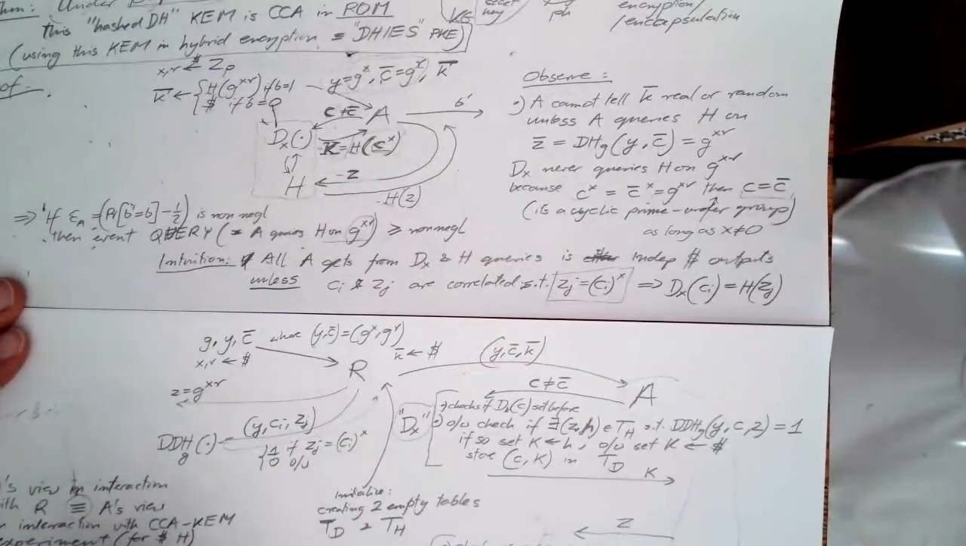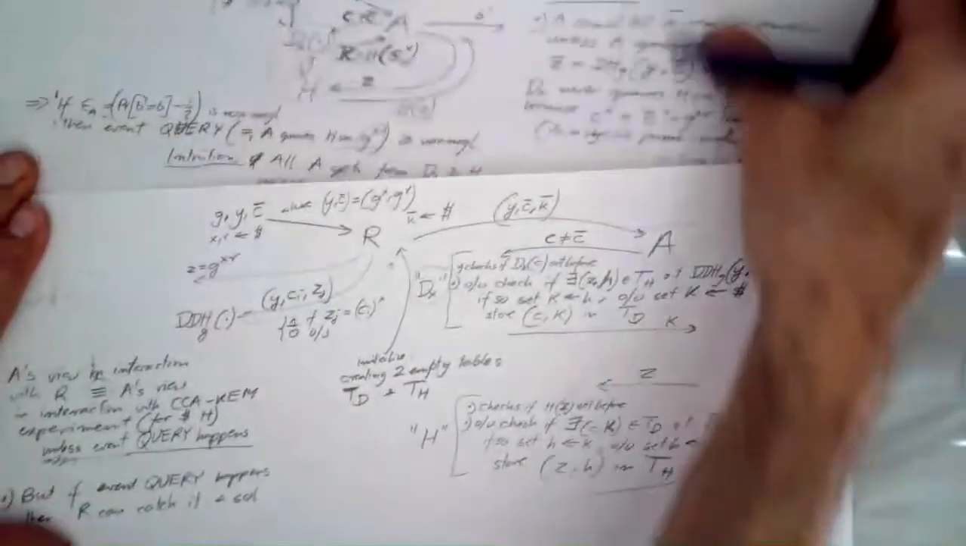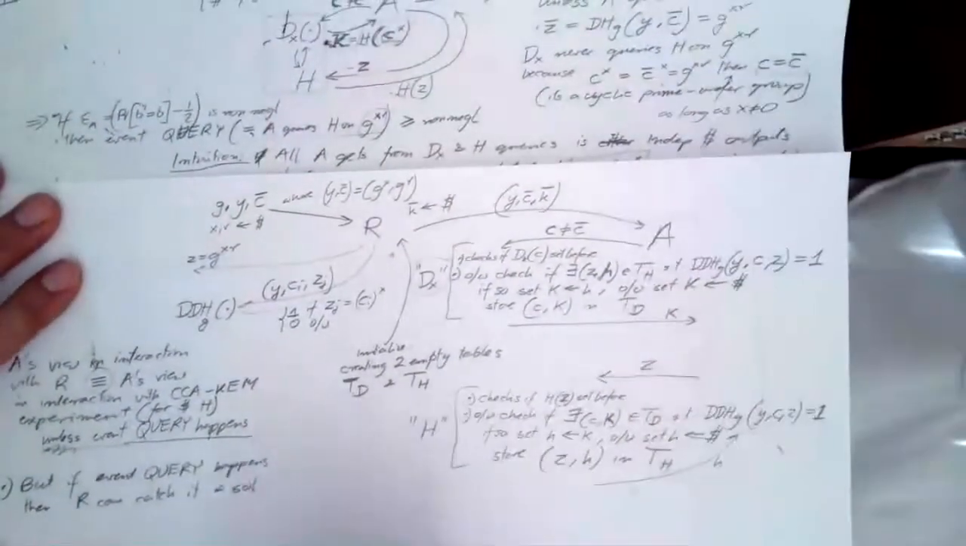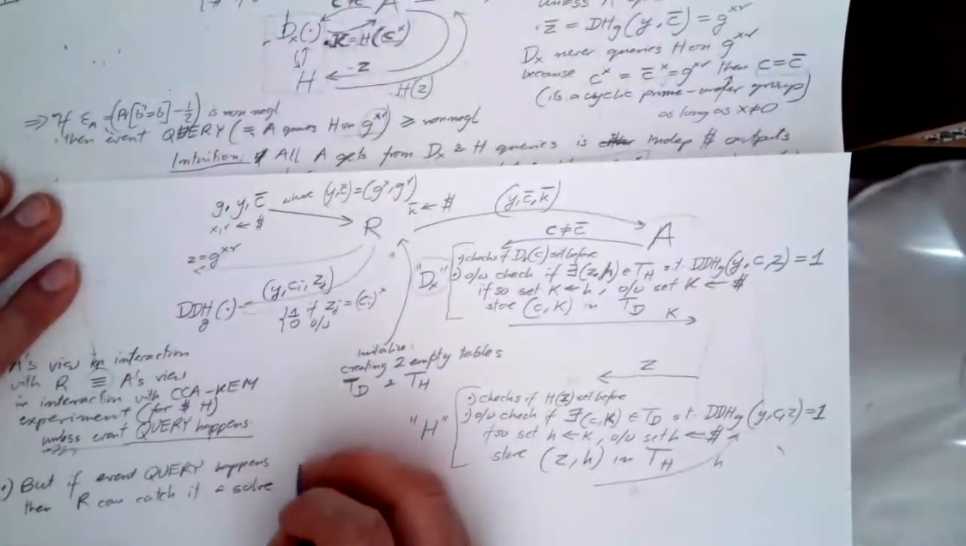So we have identical view unless this event happens. But if event query happens, then R can catch it and solve the CDH challenge.